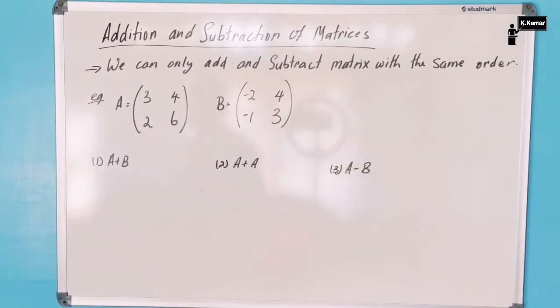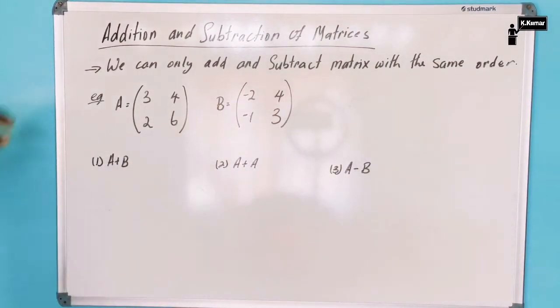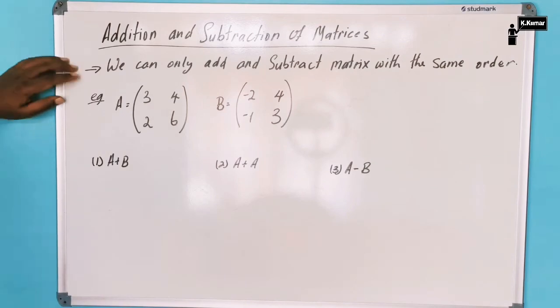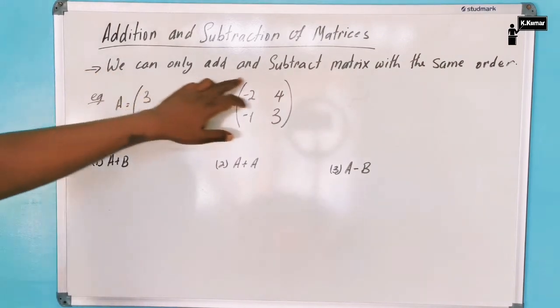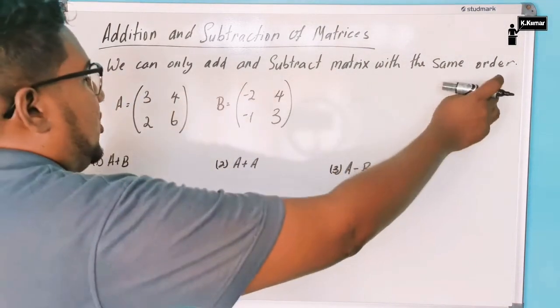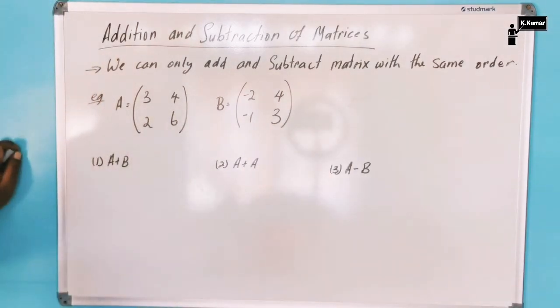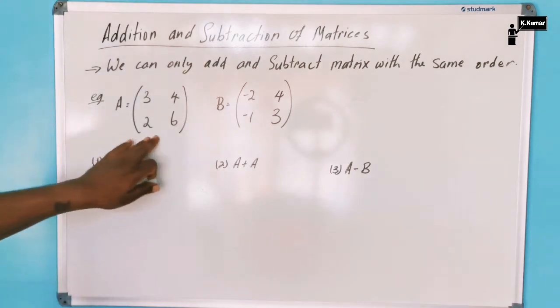Alright, so we're now going to look at addition and subtraction of matrices. A point to note when adding and subtracting matrices is that we can only add and subtract matrices with the same order. That means we can only add and subtract a 2 by 2 with another 2 by 2, or a 3 by 3 with another 3 by 3. We cannot subtract or add a 2 by 1 with a 2 by 2, right? So the order must be the same.